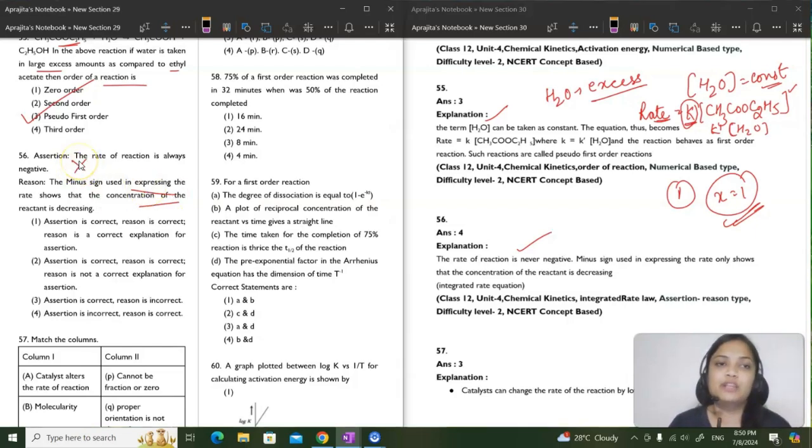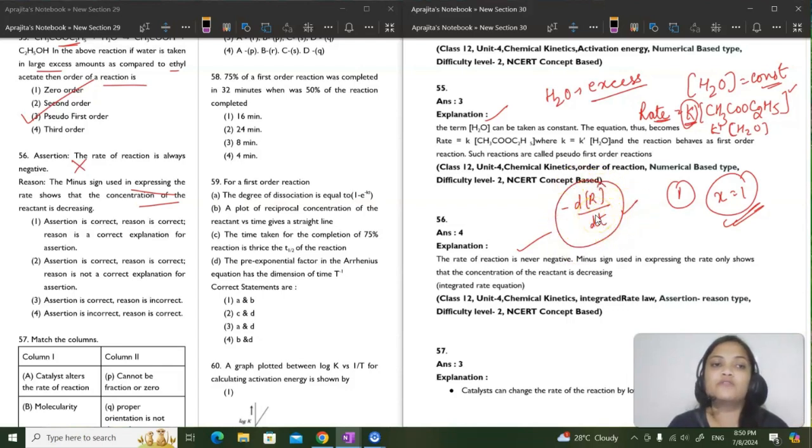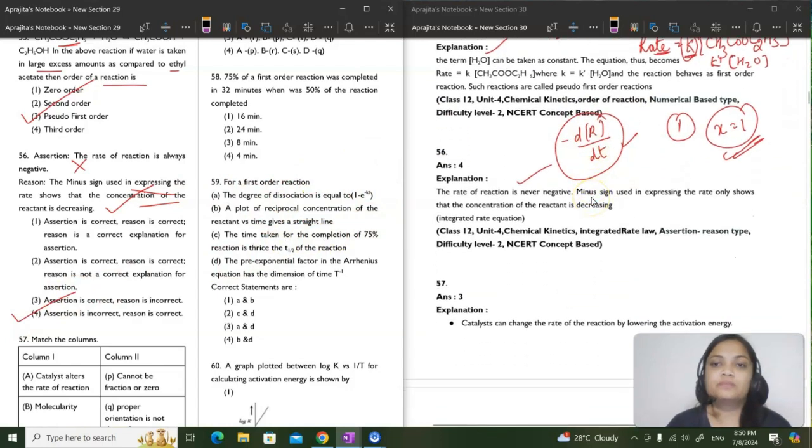It's a positive value. Reason says the minus sign that we are using in expressing the rate shows the concentration of reactant is decreasing. Yes, if we are talking about the minus value, it means the rate at which the concentration of reactant is decreasing. So whenever there is a decrease in concentration, we use the minus sign. So the reason is correct, which means the assertion is incorrect and the reason is correct. The answer is option number 4. Okay, a very easy simple question.